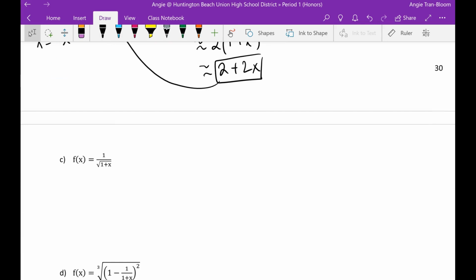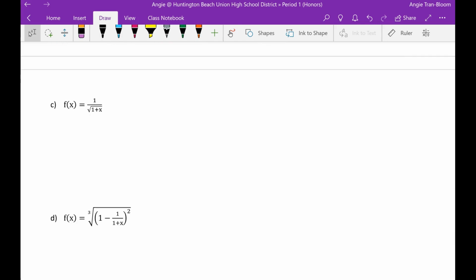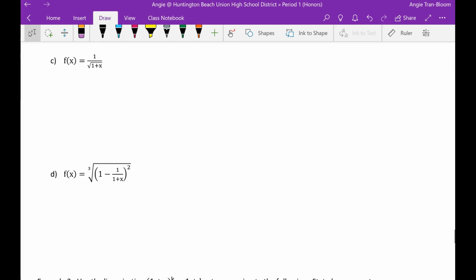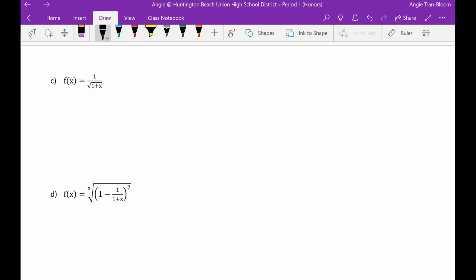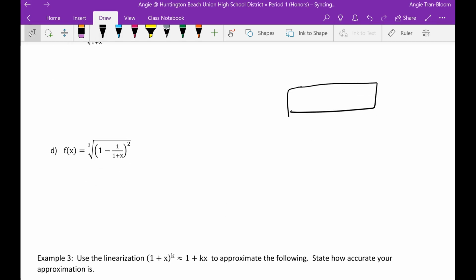So why don't you try C on your own and see if you can come up with the right answer. I'm going to give you a hint. Before you try C, make sure you rewrite it as a power function. That means you want to rewrite it to the power of a half. Rewrite that, then find the linear approximation and write it in there. I'm going to do D with you because D looks a lot scarier.